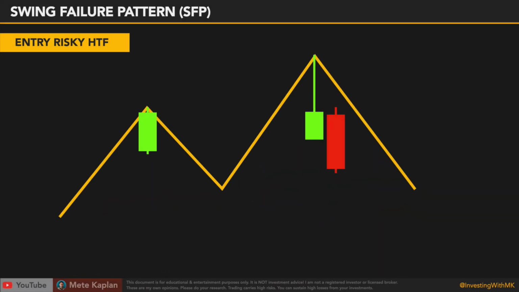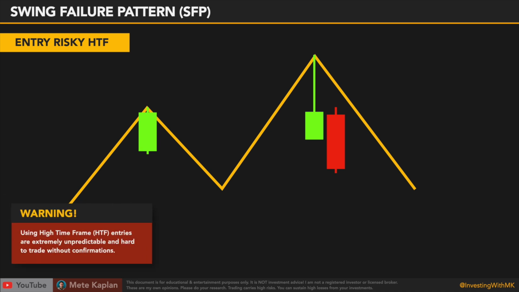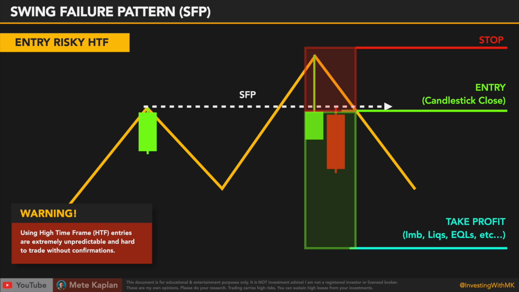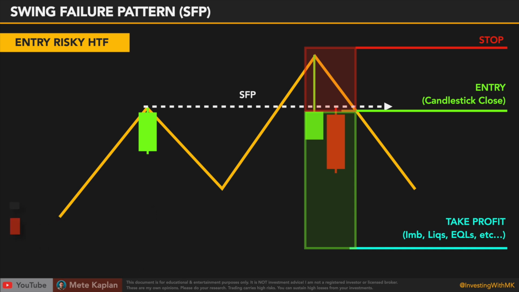Let's talk about entry models that you can use on high time frames and low time frames. The classic entry model that you will find on the internet is to wait for the candlestick to close and confirm swing failure. Then make an entry with the price level that the candlestick closes. However, I find this entry model extremely dangerous and unknown. We have no idea about the next candlestick at all. Let's see a couple of examples.